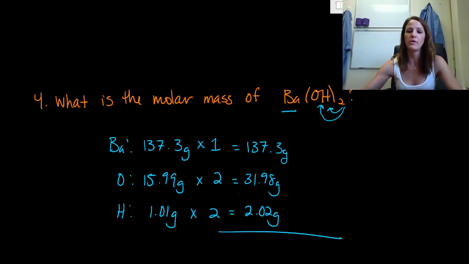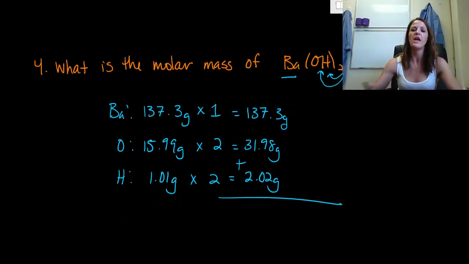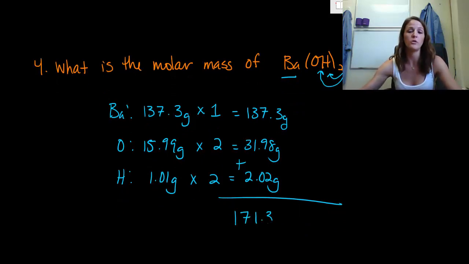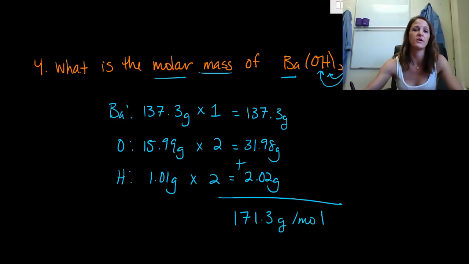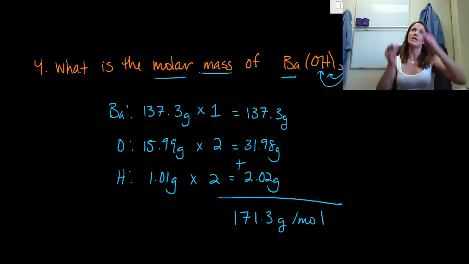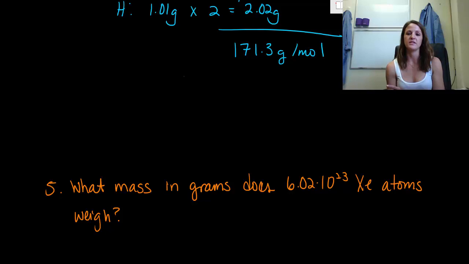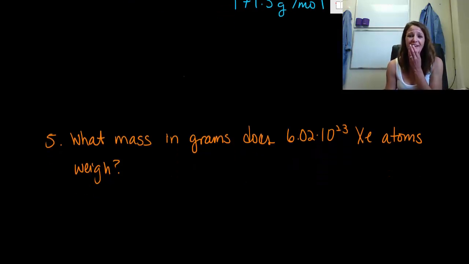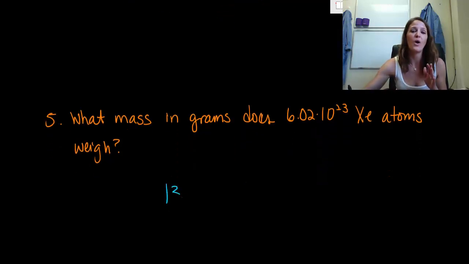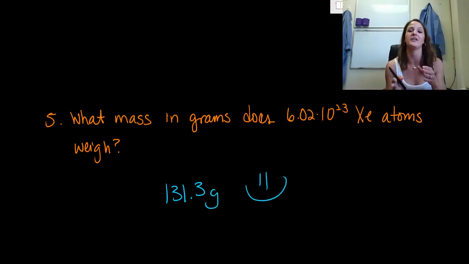Now, for molar mass again, what we have to do is add all 3 of these terms together, and if you can punch those into a calculator properly, you would get something like 171.3 grams per every 1 mole. Remember, this is the mass per every 1 mole. All right, so now, if you fully understand this, you can answer this next question. What mass in grams does 6.02 times 10 to the 23rd xenon atoms weigh? Go. Did you get it? I hope you did. If you got the answer of 131.3 grams, then you are absolutely correct, which means you fully understand this.